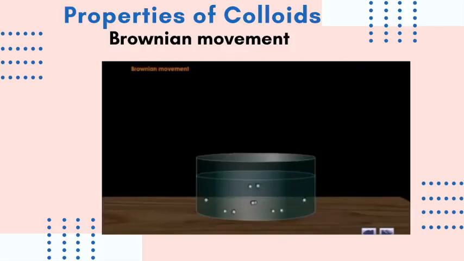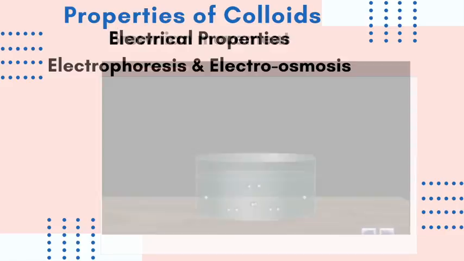The second property is Brownian movement. The constant rapid zigzag movement in colloids is caused by the unequal bombardment of colloidal particles by the molecules of the dispersed medium. The higher the temperature, the more vigorous is the movement of the molecules.